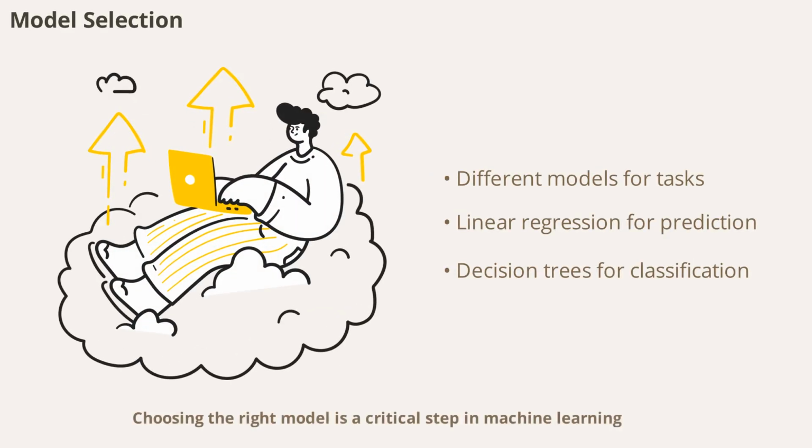Choosing the right model is a critical step in machine learning. Different models are suited for different types of problems. For example, linear regression works well for predicting continuous values, while decision trees are great for classification tasks. The choice depends on the nature of your data and the problem you're trying to solve. Selecting the right model can make a huge difference in the performance and accuracy of your algorithm.